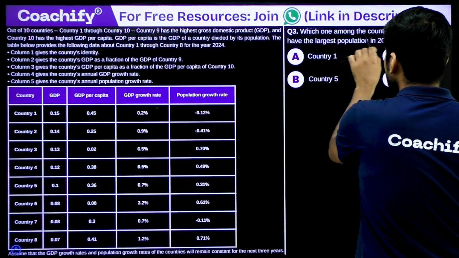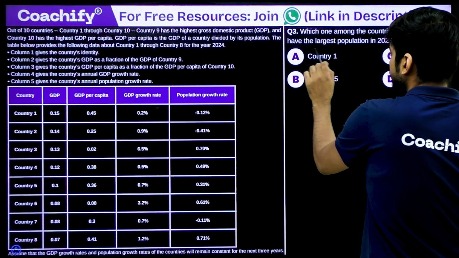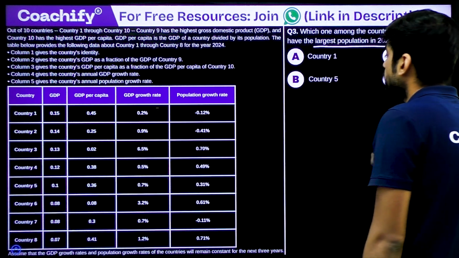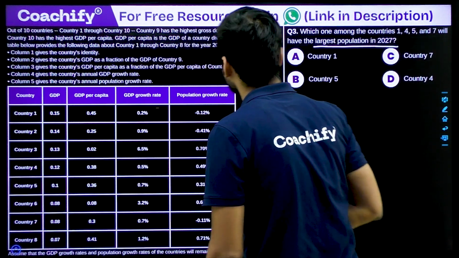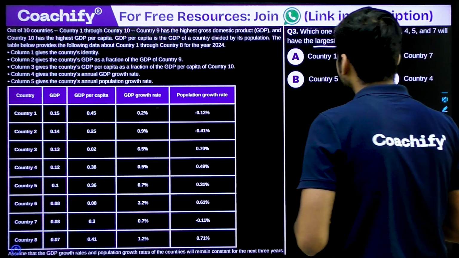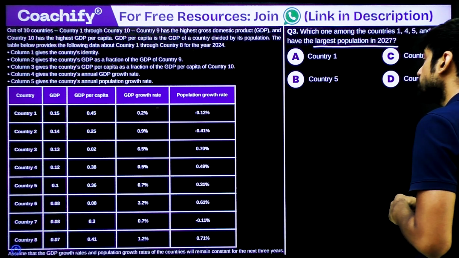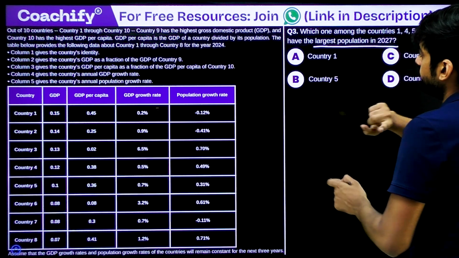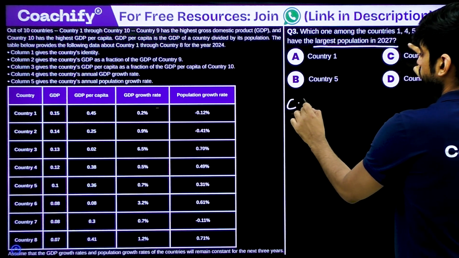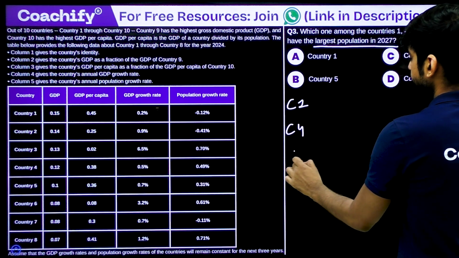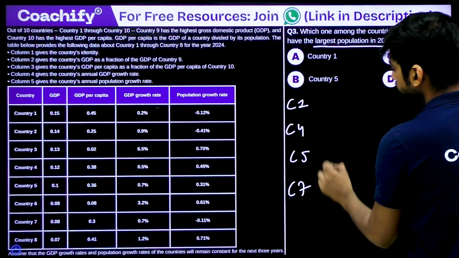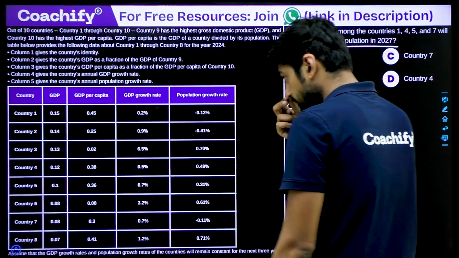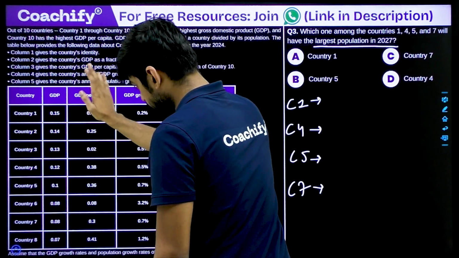Which one among the countries 1, 4, 5 and 7 will have the largest population in 2027? We have to calculate the values for 2027. These figures are for 2024. So firstly, we have to find out the population values for these 4 countries in 2024. So C1, C4, C5 and C7. Let's calculate the population value for 2024 first. How can we do that? Simply by dividing the GDP value by GDP per capita.